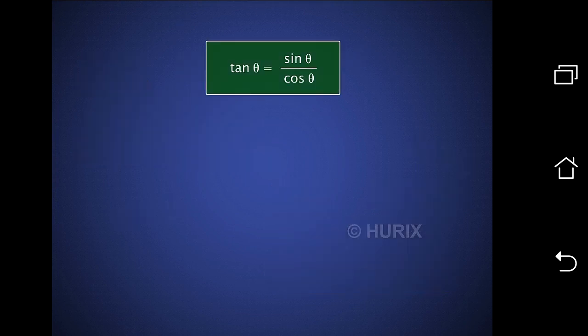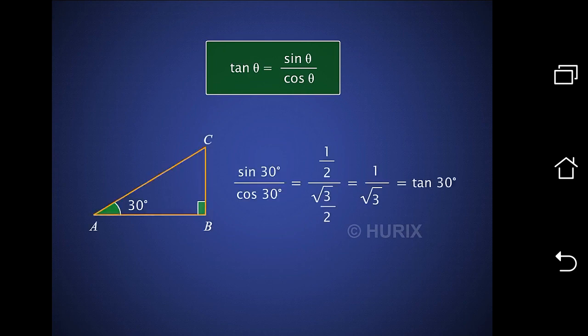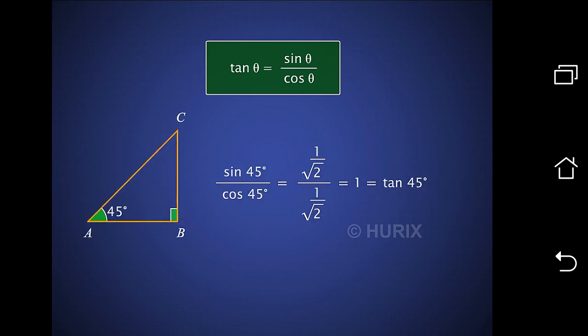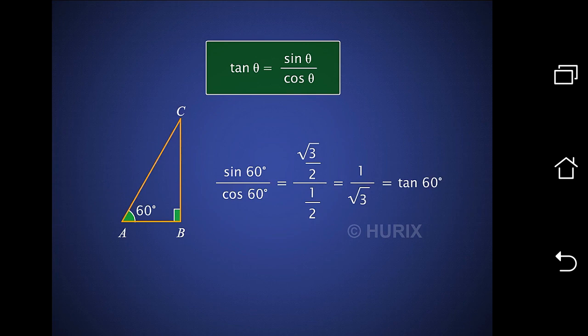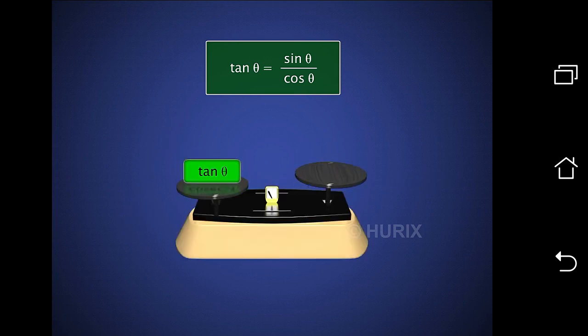Tan theta is equal to sine theta over cos theta for any value of angle theta. For example, tan 30 degrees is equal to sine 30 degrees over cos 30 degrees. Tan 45 degrees is equal to sine 45 degrees over cos 45 degrees. And tan 60 degrees is equal to sine 60 degrees over cos 60 degrees. Thus, it's an identity.